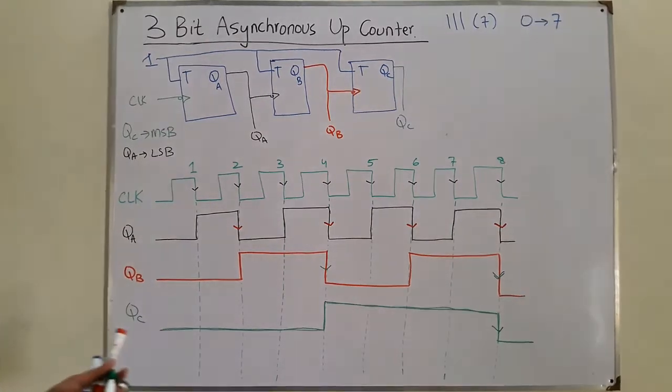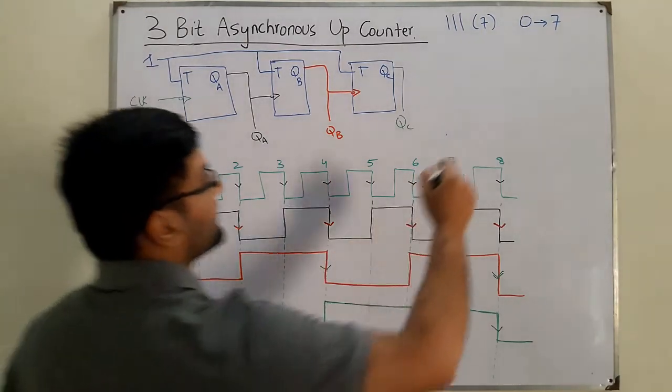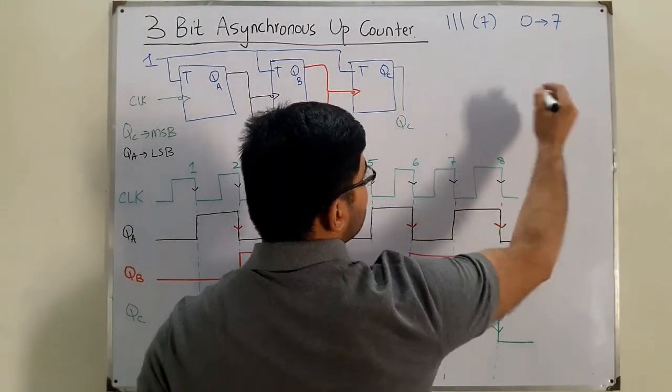Now is that clear? Now let's say we draw the truth table for it. So we have the clock pulse.